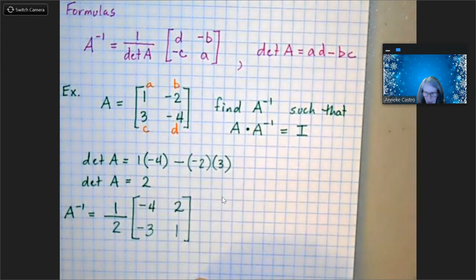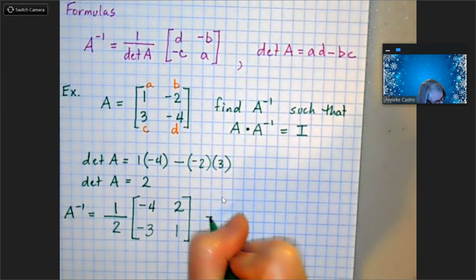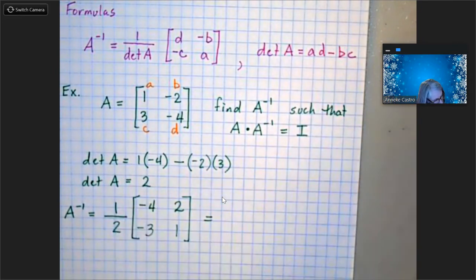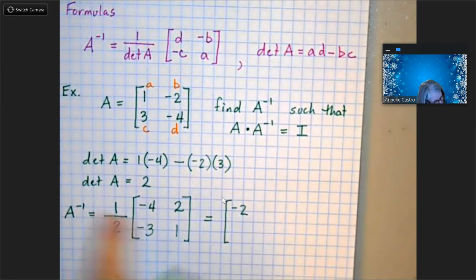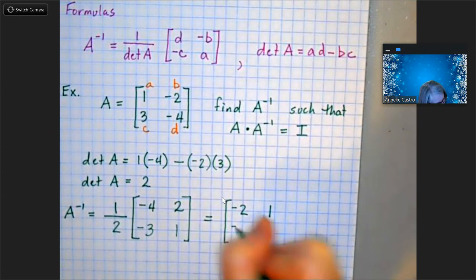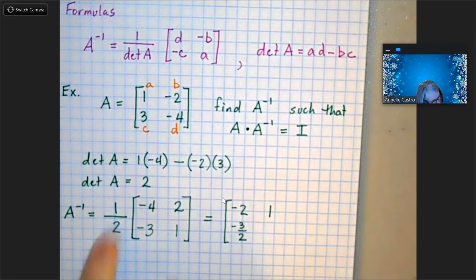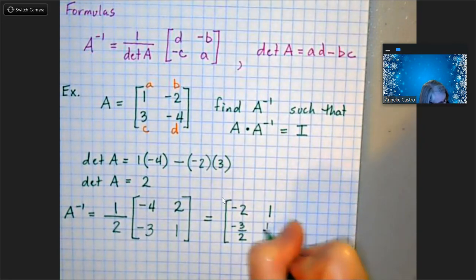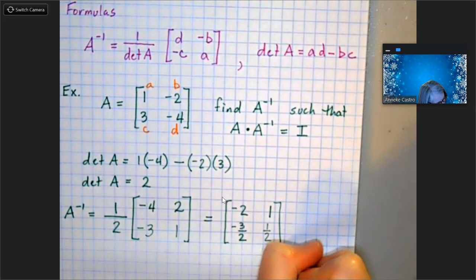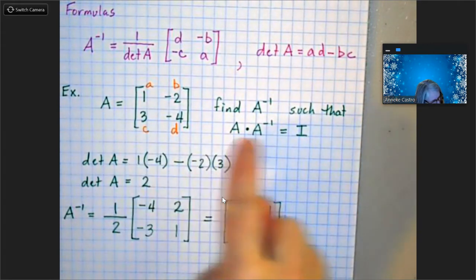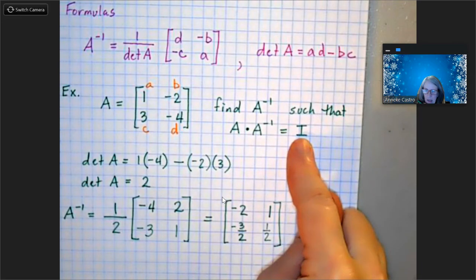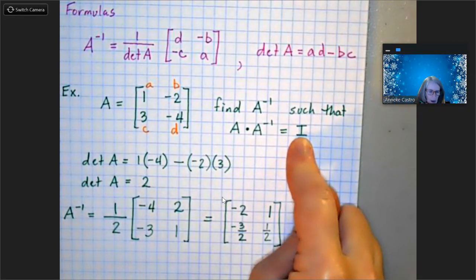I just plugged them all in. Then if we multiply this out, 1/2 times -4 gives me -2. 1/2 times 2 is 1. 1/2 times -3 is -3/2. And 1/2 times 1 would give me 1/2. I could test this by multiplying my inverse matrix by my original matrix, and when I do that, I should get the identity matrix. I could also check this on my graphing calculator.